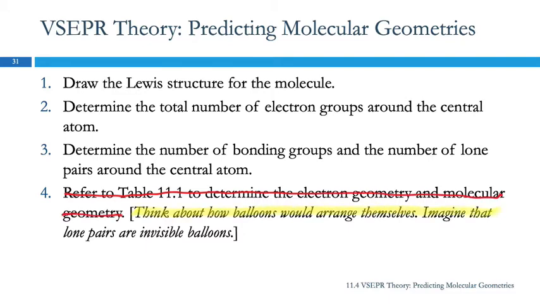Instead, think about how balloons would arrange themselves. That'll give you the electron geometry from the number of groups. And then imagine that any lone pairs are invisible balloons and name that shape. Okay?